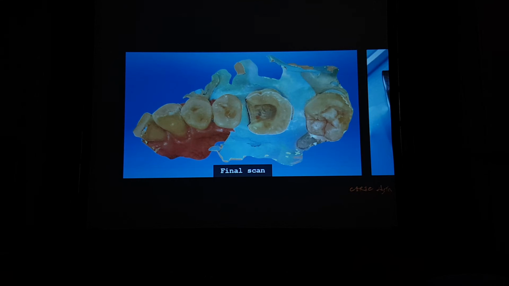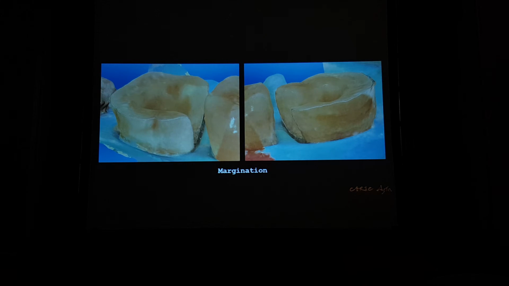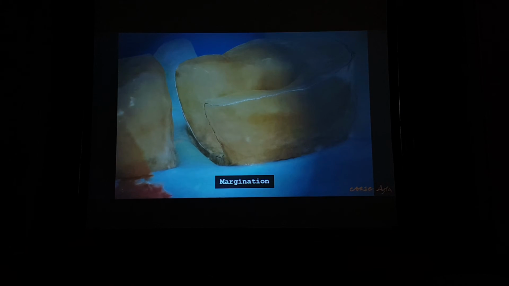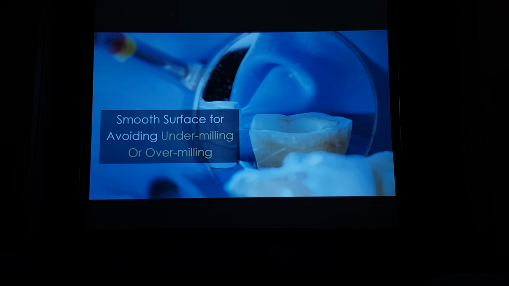So what's the benefit of scanning with the rubber dam? It's not just because it's cool. Isolation: if I remove the rubber dam, I should do the isolation again. I should use the retraction cord, tape, long tape. With the rubber dam, we can see the entire margin very clearly, and the surface is very smooth to avoid under-milling and over-milling.